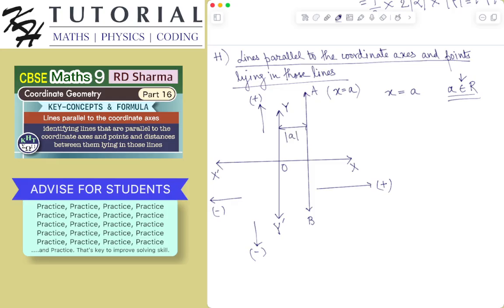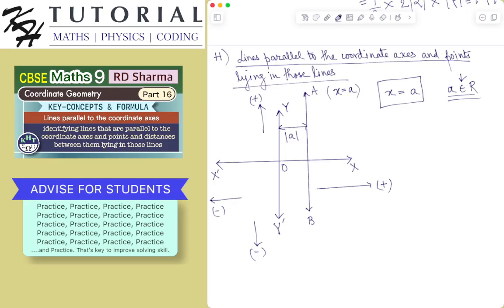Remember, you must be careful that the perpendicular distance of the line x equals a from the y-axis is modulus of a, not a. It is modulus of a, because a could be positive or negative, but distance measured in the coordinate system is always positive. That is, distance between two lines, distance between a point and a line, distance between 2 points is always positive. So x equals a is a line parallel to the y-axis. The equation of a line parallel to the y-axis is of the form x equals a, and modulus of a will be the perpendicular distance of the line from the y-axis.